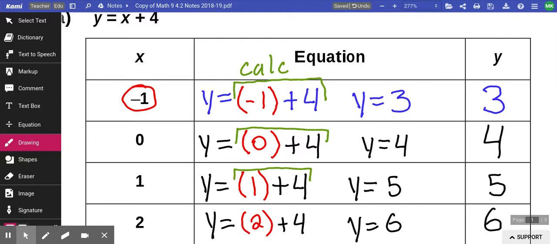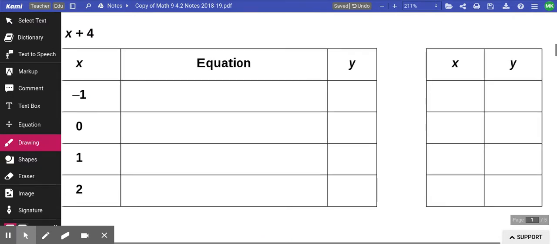And what I've done is I've found ordered pairs that I could graph if I wanted to create a straight line and figure out more ordered pairs on that graph or that equation. So these are all ordered pairs. I'm going to fill out the table of values to the right of it.